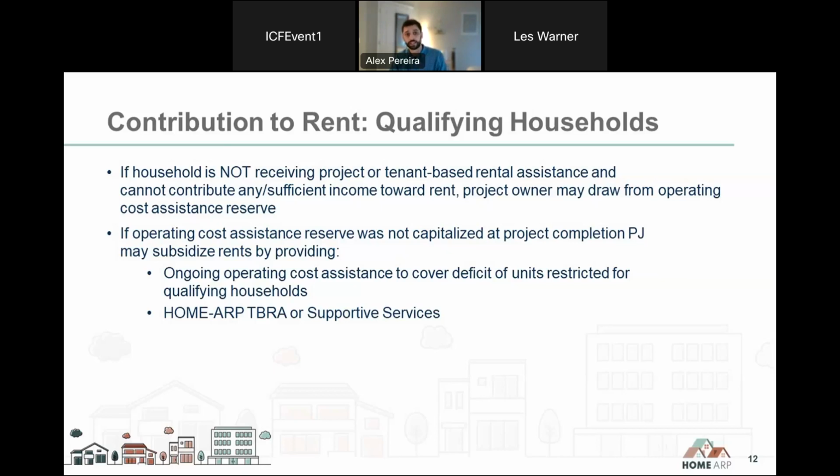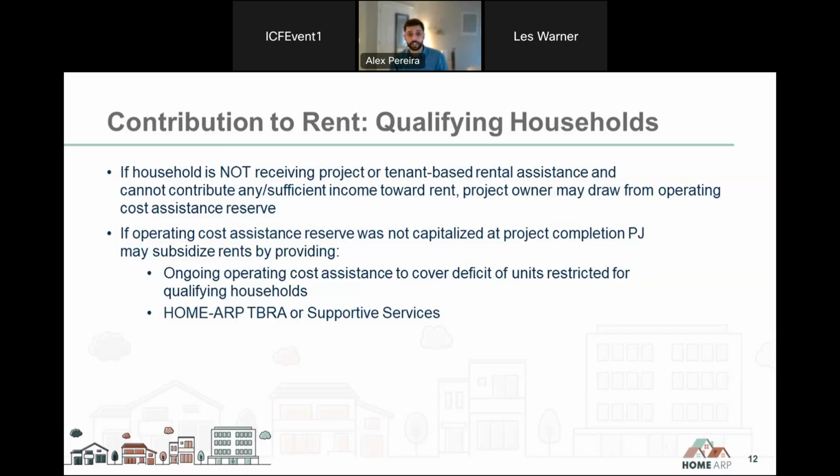And again, any form of operating cost assistance, whether that's through the reserve or the ongoing form, only applies to qualifying households or QP units. And it's worth highlighting here that operating cost assistance, if it's ongoing, can only go until the end of the program in 2030. So that's something to consider. Past 2030, a PJ is no longer allowed to fund ongoing operating cost assistance.